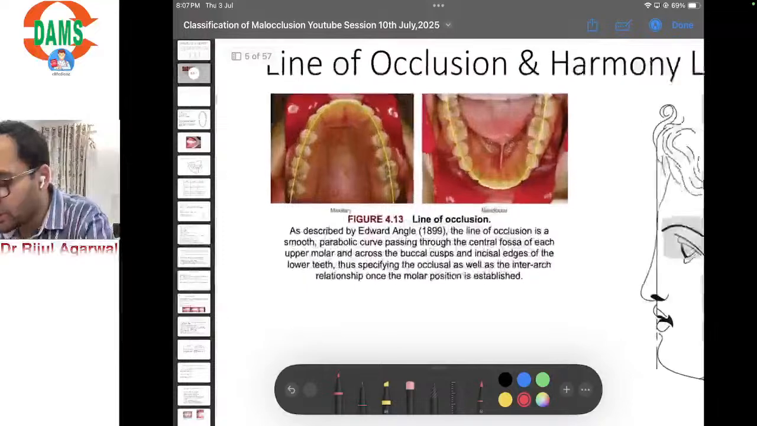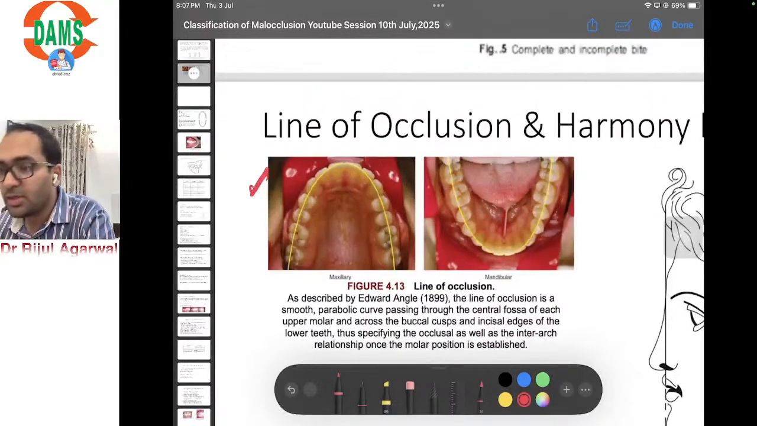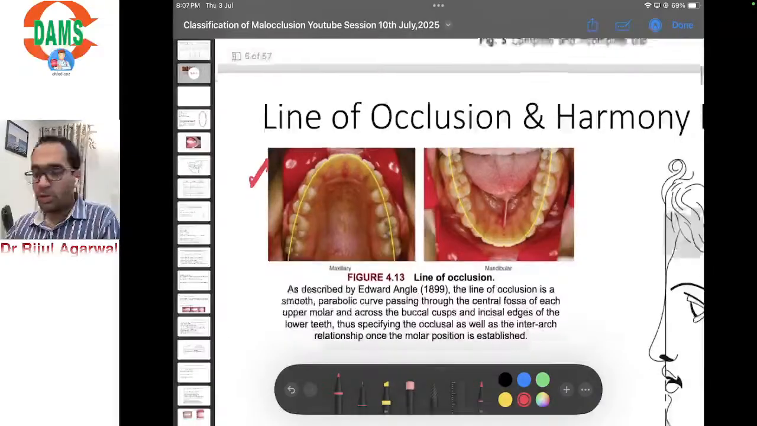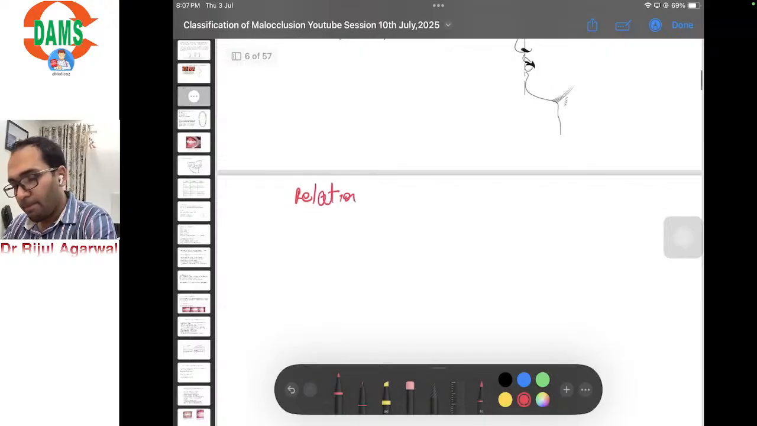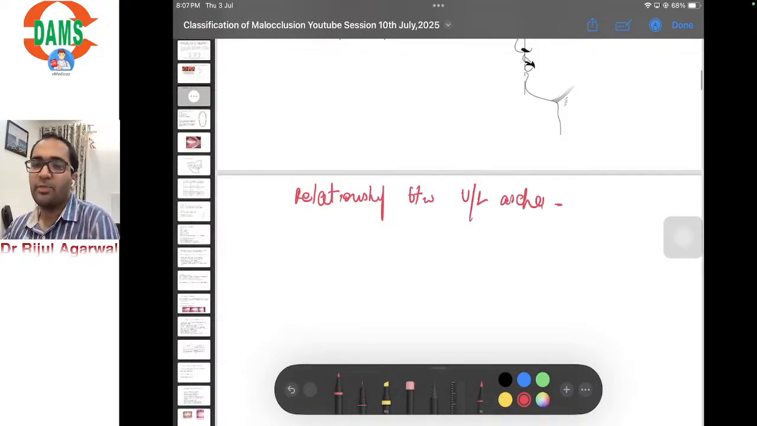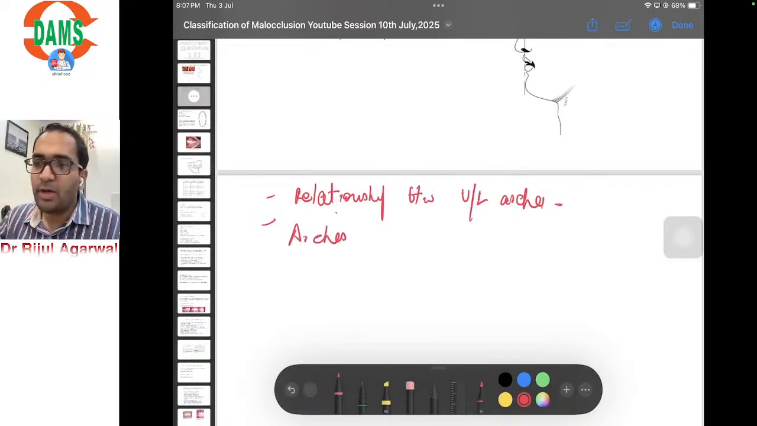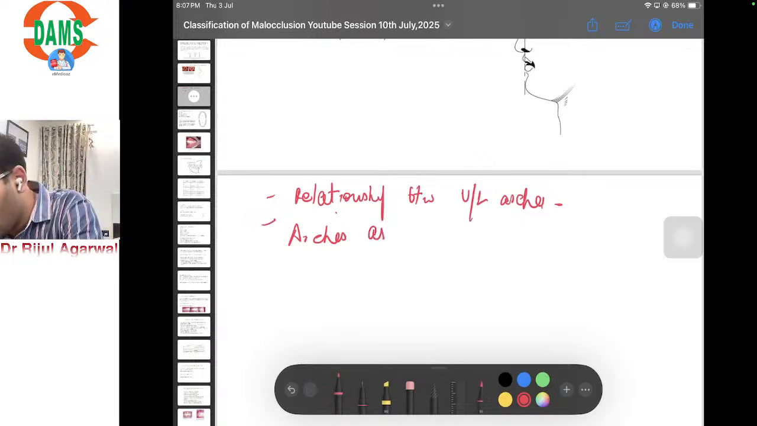The first image depicts the line of occlusion. It is the relationship between the upper and lower arches. The harmony line also describes the relationship between the upper and lower arches. So what he says is that the dental arches, the upper and lower arches, assume the shape of a catenary curve. So what is a catenary curve?